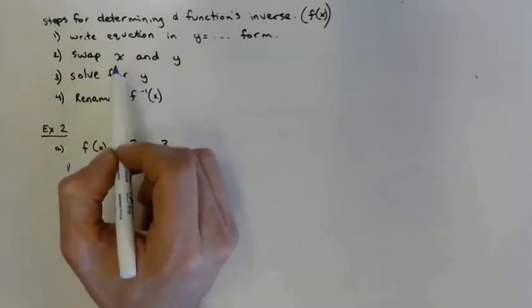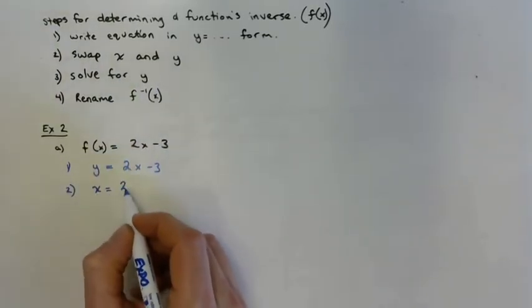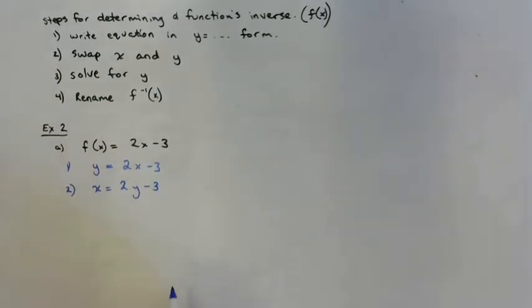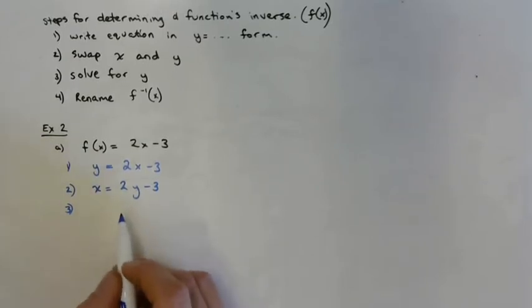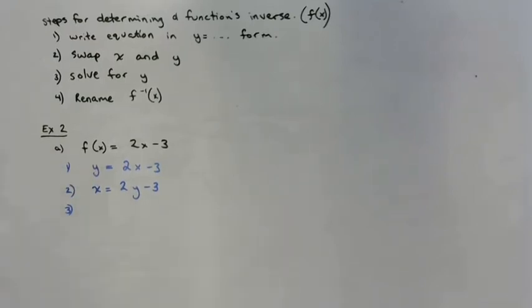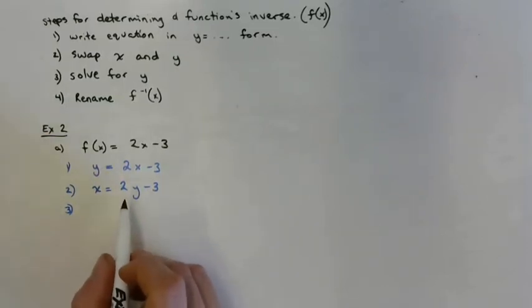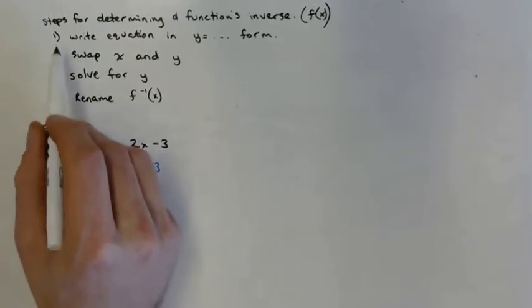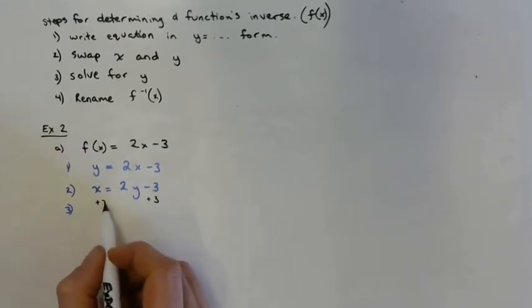Step 2, swap x and y. Change their position. So x is going to go here and y is going to go here. Step 3, solve for y. Now y is not isolated anymore, but I can do things algebraically to this equation in order to isolate y. I'm doing these steps literally right here that we talked about earlier. So I'm going to add 3 to both sides.